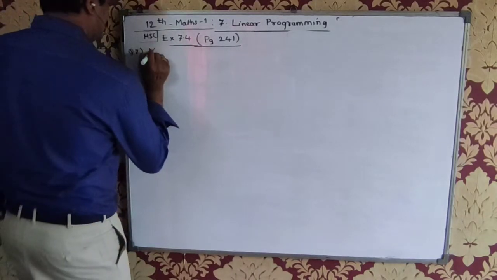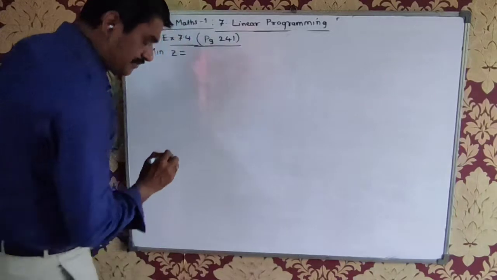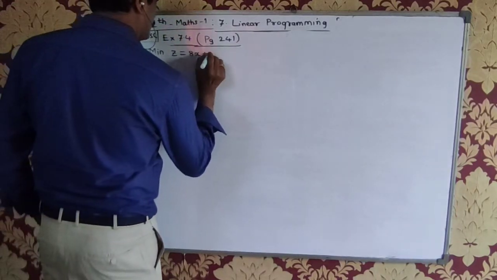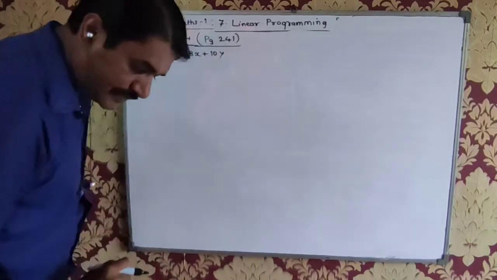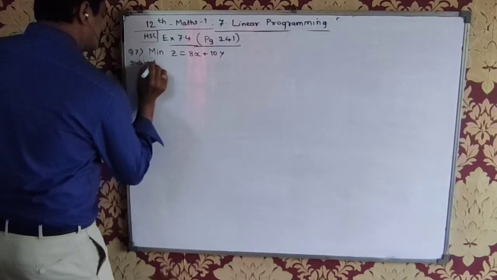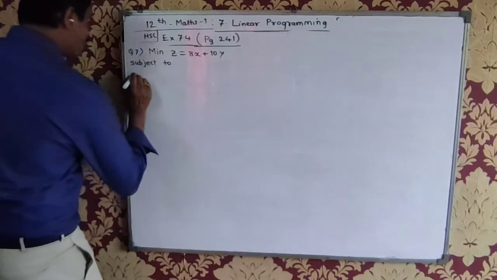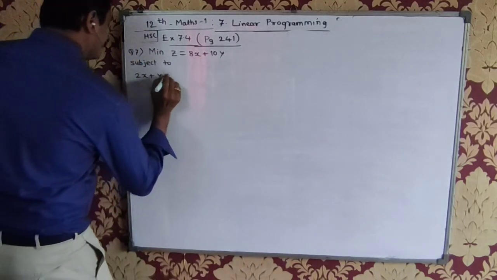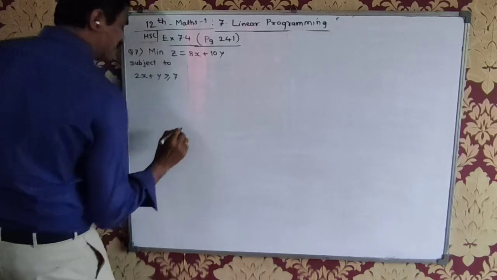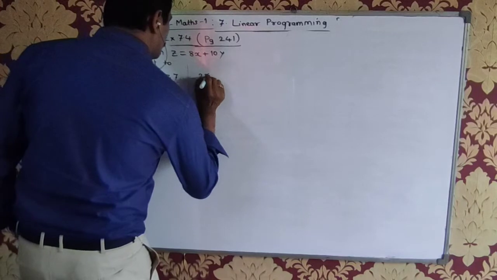Minimize Z is equal to 8x plus 10y, subject to constraints 2x plus y is greater than or equal to 7, 2x plus 3y greater than or equal to 15.